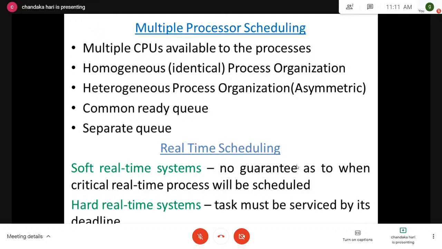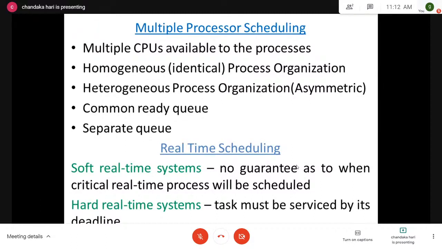You are maintaining a separate queue for each and every processor. What happens is that some queues are completely busy and some queues are completely empty. So more number of processors. That is for the first one.